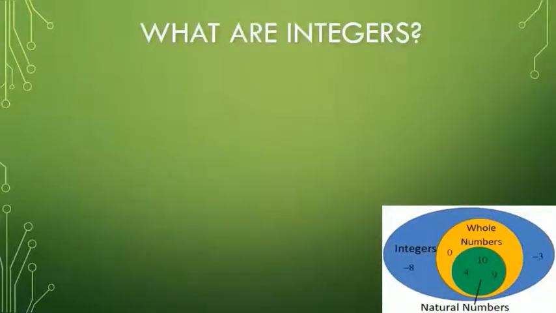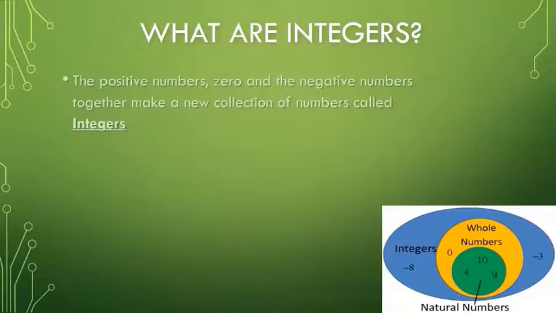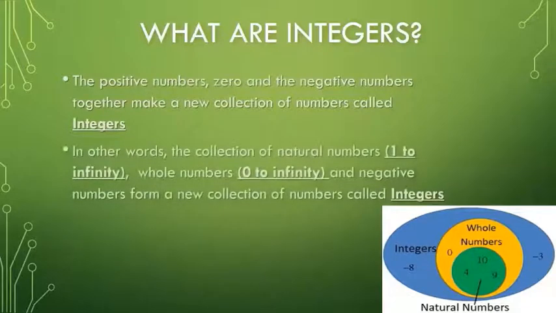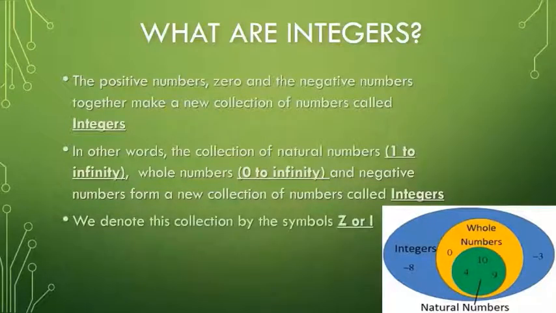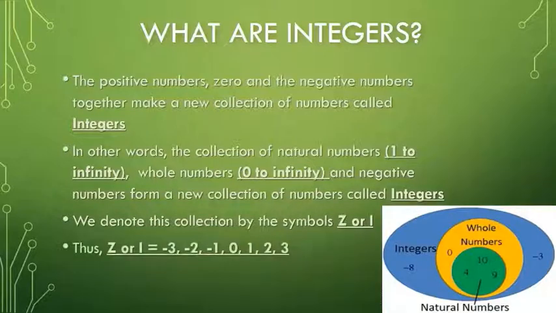Now we will learn what are integers. The positive numbers, 0 and negative numbers together make a new collection of numbers called integers. In other words, the collection of natural numbers, which are 1 to infinity, whole numbers, which is 0 to infinity, and negative numbers form a new collection of numbers called integers. We denote this collection by the symbol Z or I. Thus, Z or I is equal to -3, -2, -1, 0, 1, 2, 3.